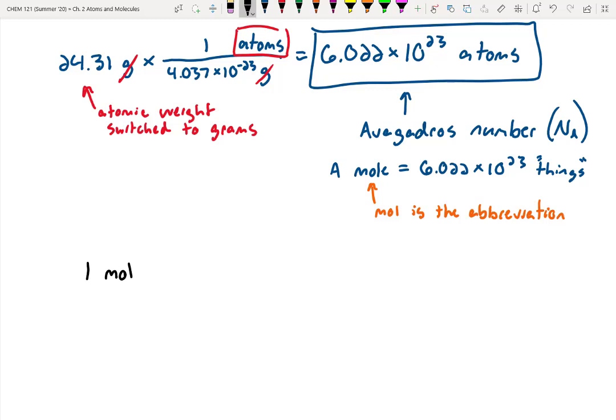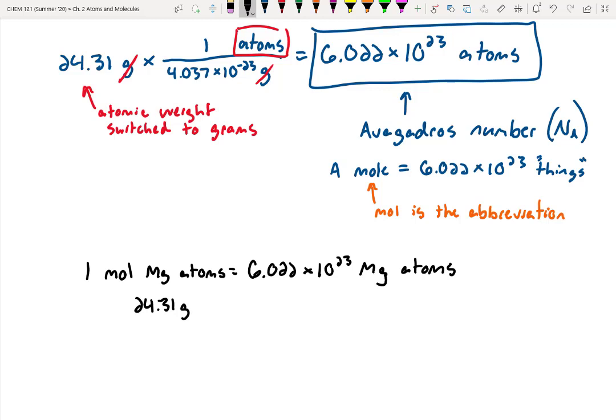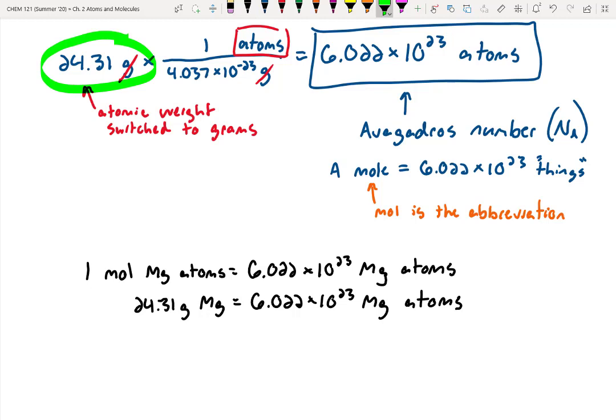So for example, we could say 1 mole of magnesium atoms, based on this, is always going to be 6.022 times 10 to the 23rd magnesium atoms. Right? It's kind of similar to saying 1 dozen equals 12 donuts, right? 1 mole is always equal to 6.022 times 10 to the 23rd. All right. Additionally, we could say, well, 24.31 grams of magnesium is going to be equal to 6.022 times 10 to the 23rd magnesium atoms, because we just said over here that this many grams eventually works out to be that many atoms. So that makes sense. So we can use this as a conversion too.